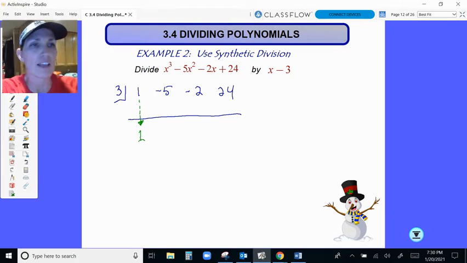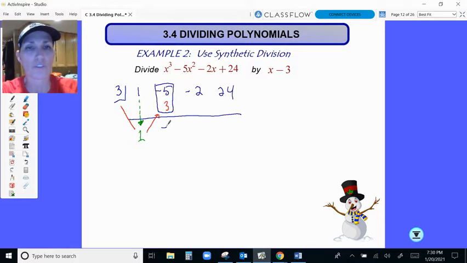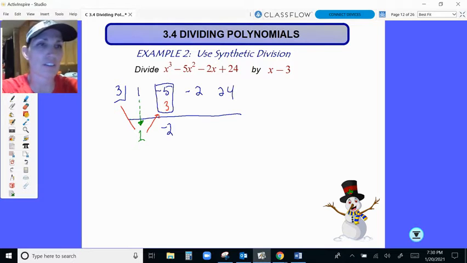Okay, then what we do is we start this pattern. It's a pattern where we take this 3 and we're going to multiply it by 1 and put it right here, and that's going to be 3. Okay, then what we do is we add these two together, which is negative 2. Okay, and then we do it again. I should actually put that in a different color here. Let's make it purple. Okay.